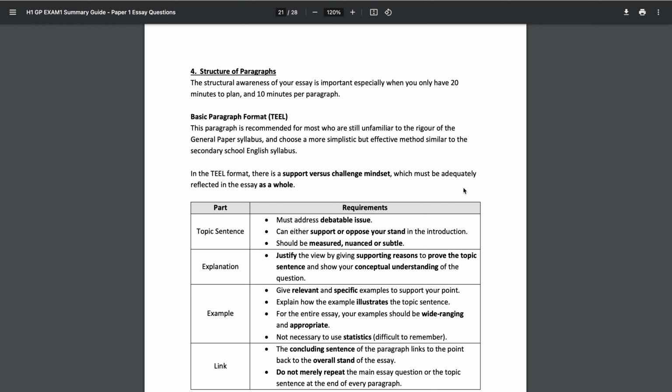10 minutes to write each paragraph. Basic format, this is for those of you that cannot get used to a more deeper level analysis. No worries. Let's do something that is more simplistic but still very, very used to. Something that you're very used to.